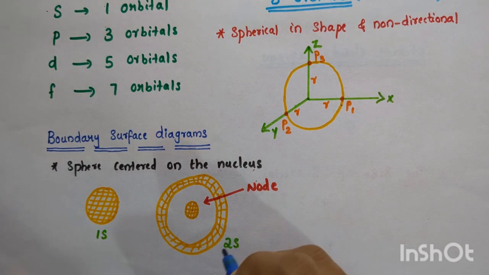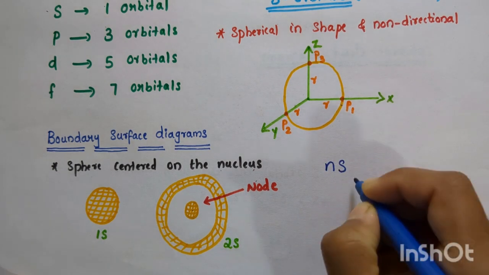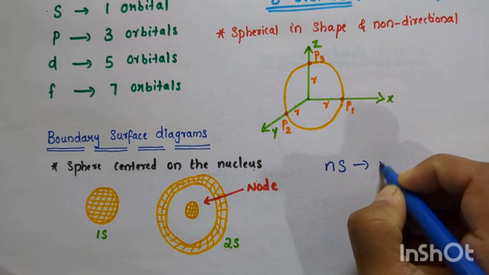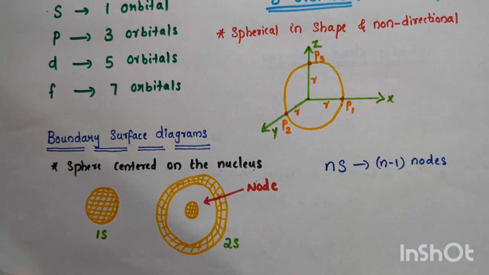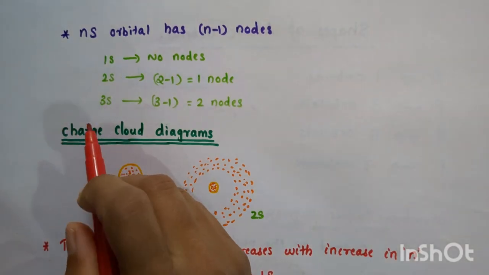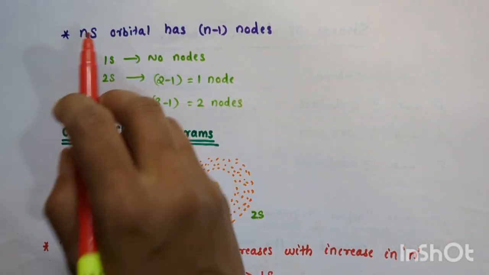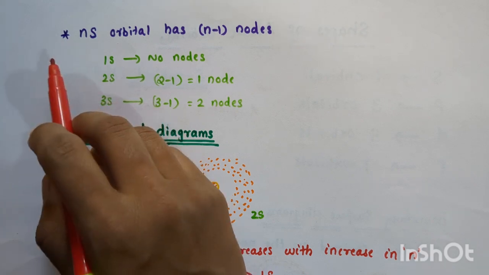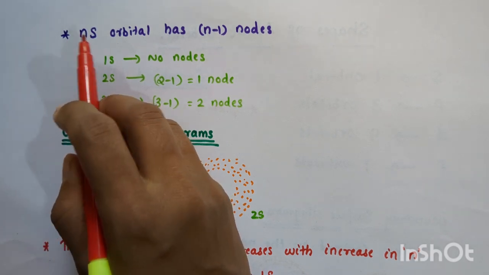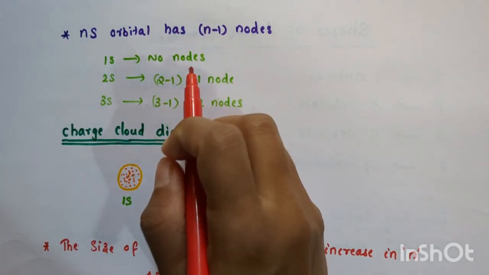In general, it has been found that an ns orbital has n minus 1 nodes. What is this n? n is the principal quantum number, which we have already discussed in our previous video. As the principal quantum number n increases, the number of nodes also increases.